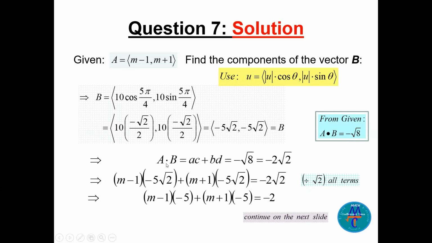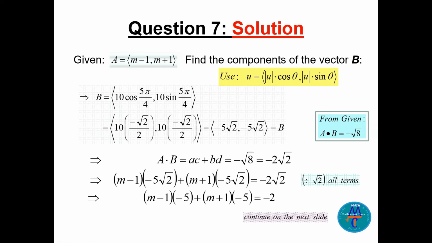Now the dot product A dot B would be AC plus BD, and the answer is minus square root of 8 from the given. See, the given here, A dot B is minus square root of 8, which is minus 2 square root of 2. Now let's see, m minus 1 times minus 5 square root of 2, plus m plus 1 times minus 5 square root of 2 is equal to the dot product, the given value.